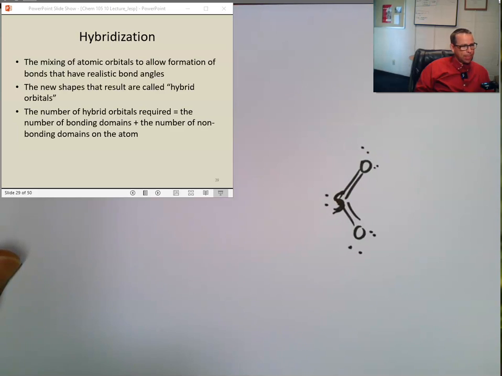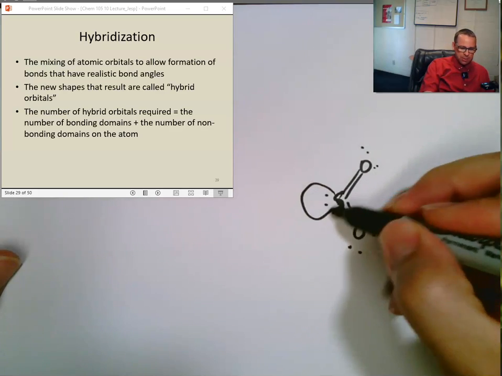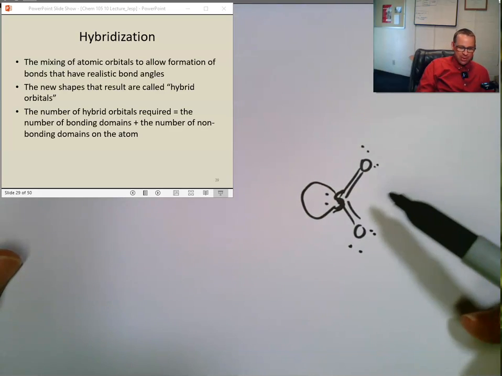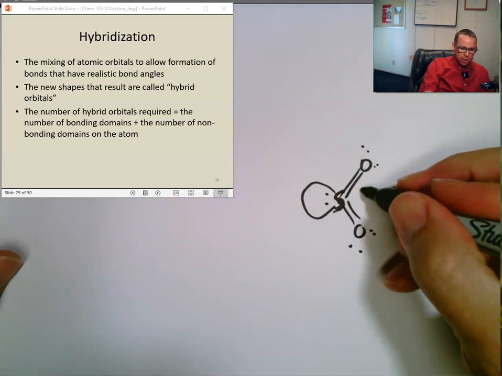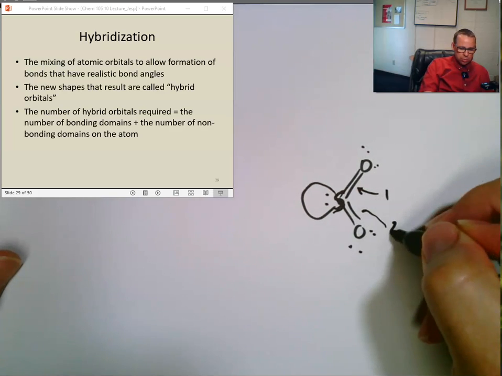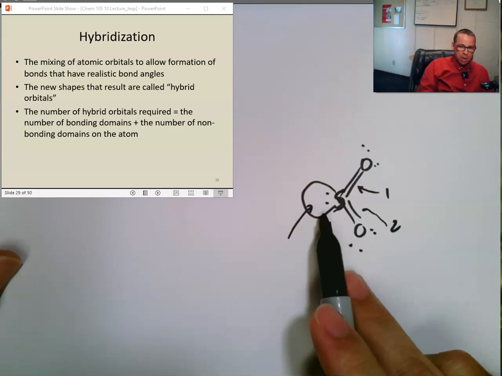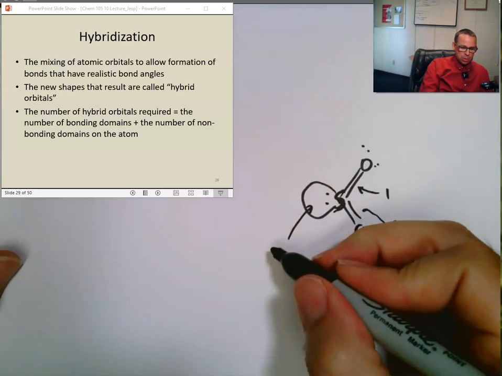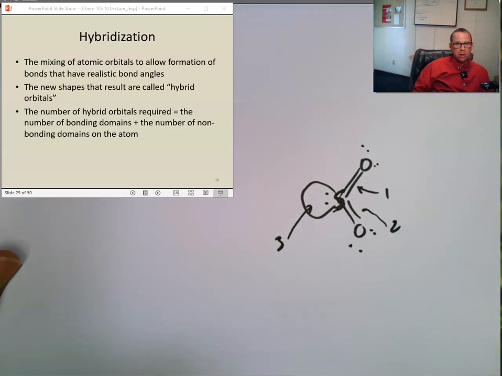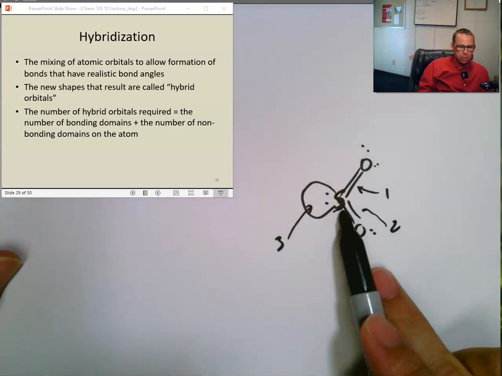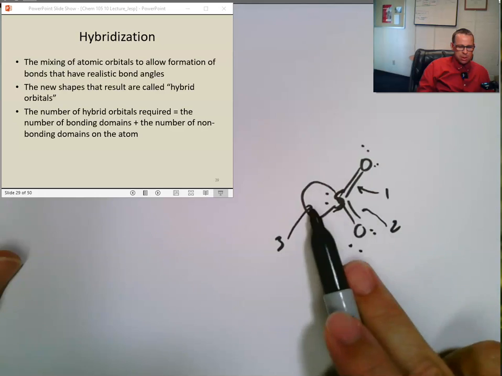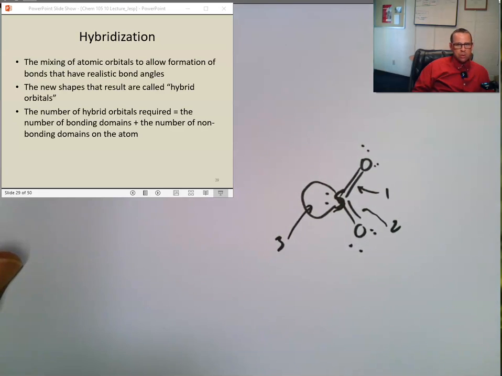2 or 3. All right, 2 or 3 is right, with the actual answer being 3. Very good. So it needs 1, 2, and even though that's not a bonding region, it's still a lone pair region. So there's 3 regions of electron density, and that means that we need 3 atomic orbitals to come together to make 3 hybrid regions from that sulfur.